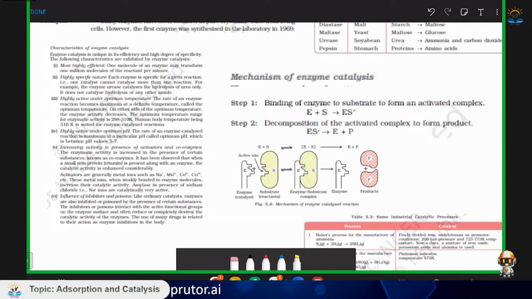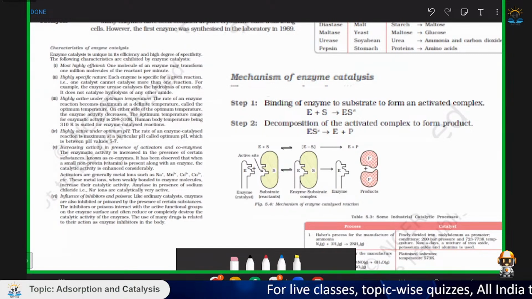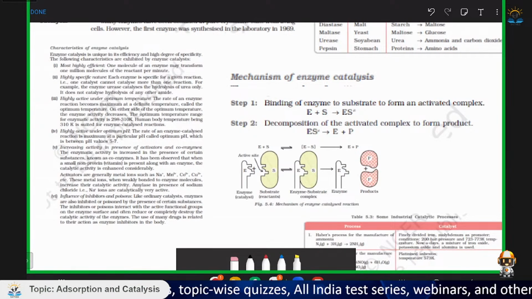Highly active under optimum temperature. Here it is not high temperature, not low temperature. This is not exactly this option or this option. This is a combination of both and is highly complicated to explain why enzyme catalysis is maximum at an optimum temperature. The mechanism is highly complicated. Examples are there, please look at it. Optimum temperature is 298 to 310 Kelvin. So basically, human body temperature.